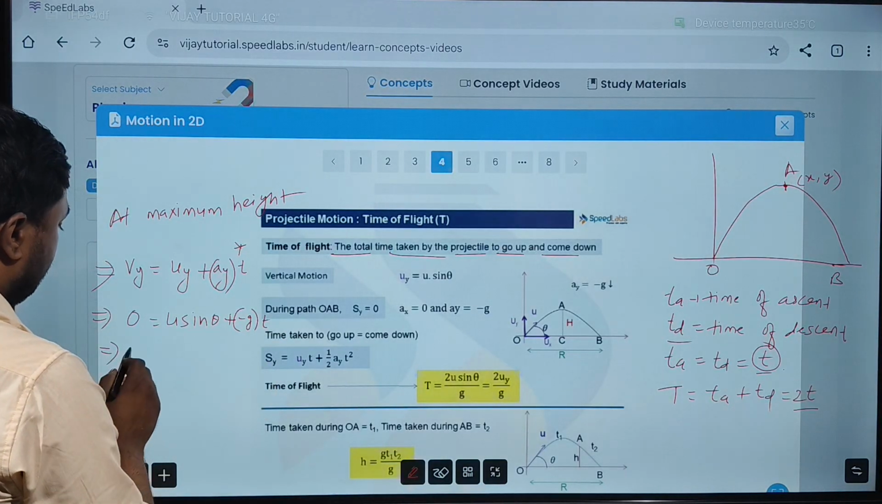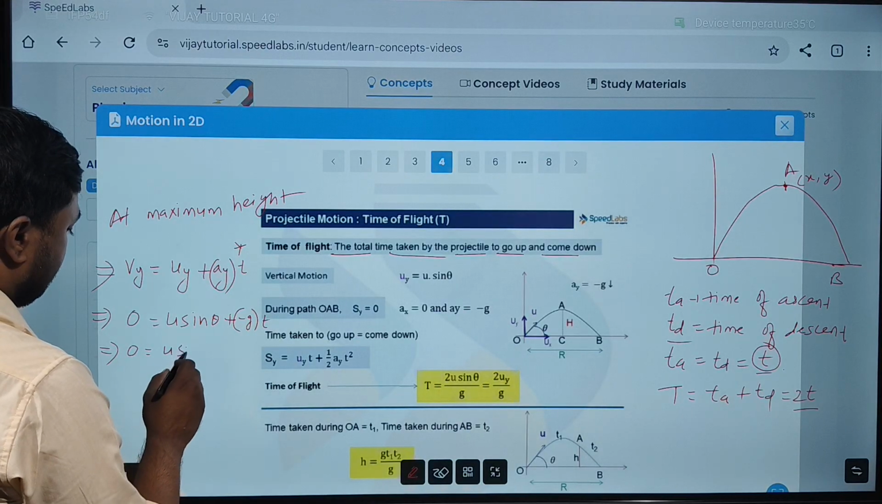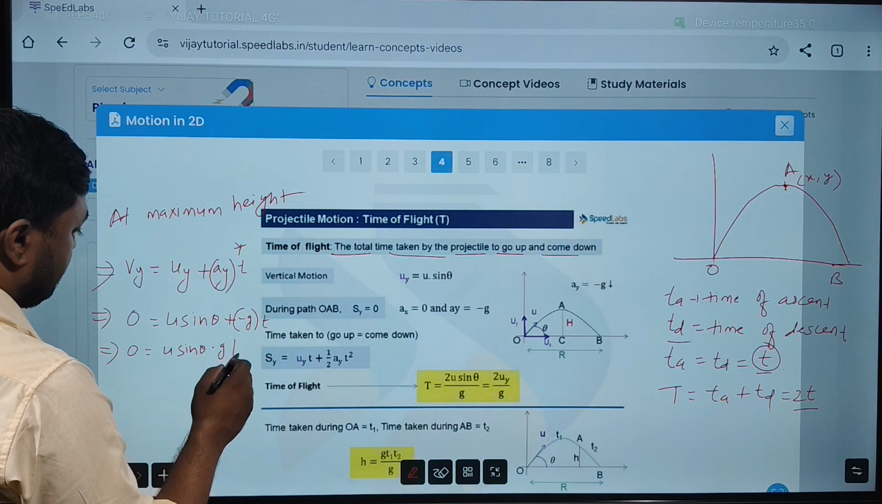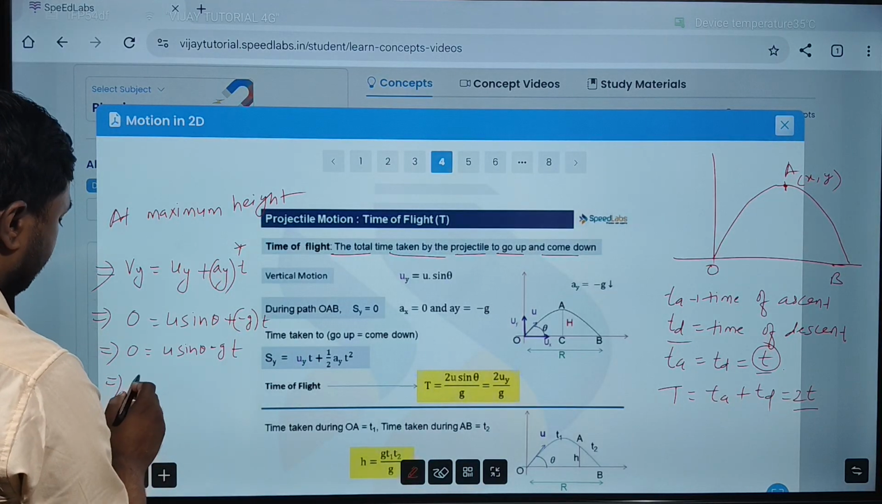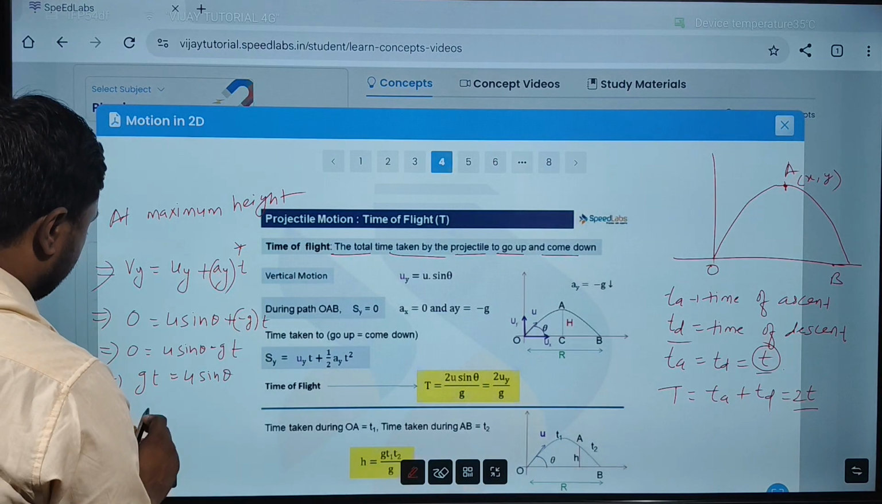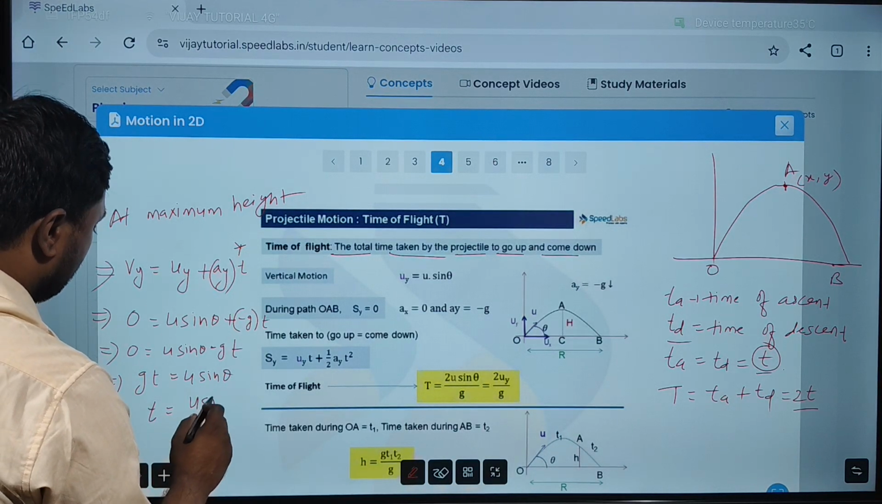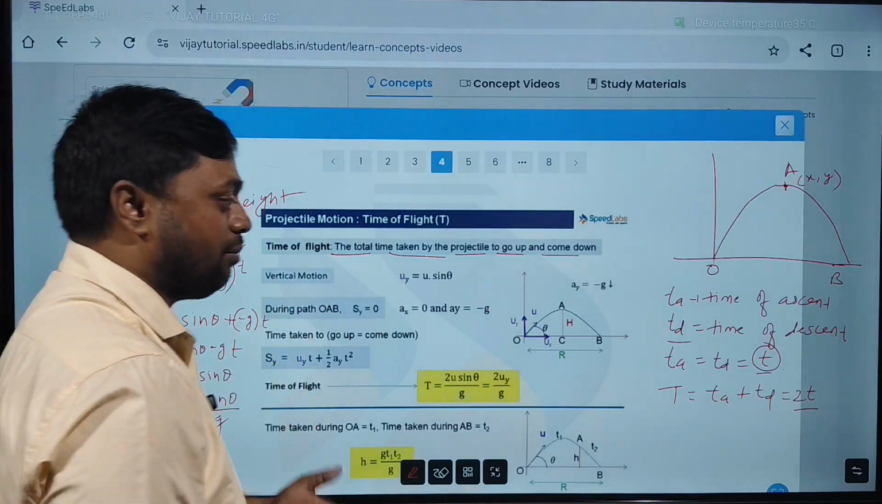Or we can write plus into minus. We can write once again 0 equals u sin theta minus g t. Now what can we do? Bring gt to the left-hand side, so g t equals u sin theta. What is t actually? t equals u sin theta upon g. So now this is the time of ascent or time of descent.